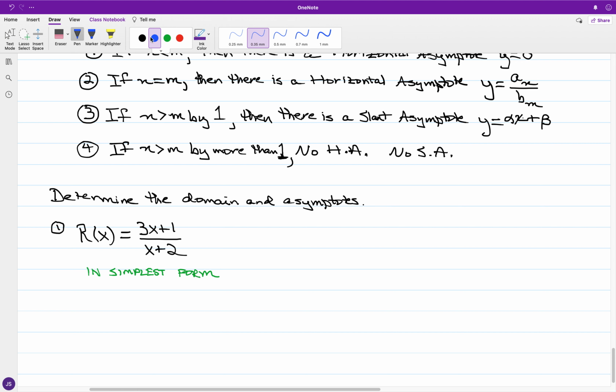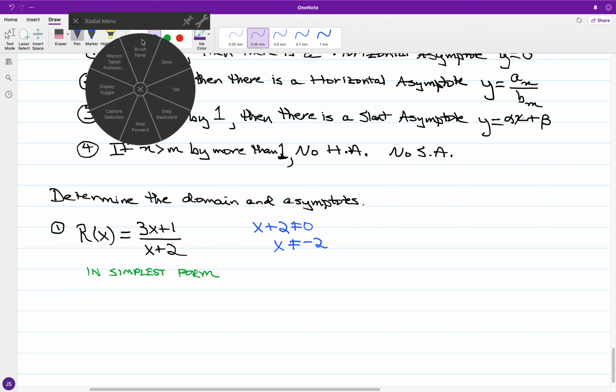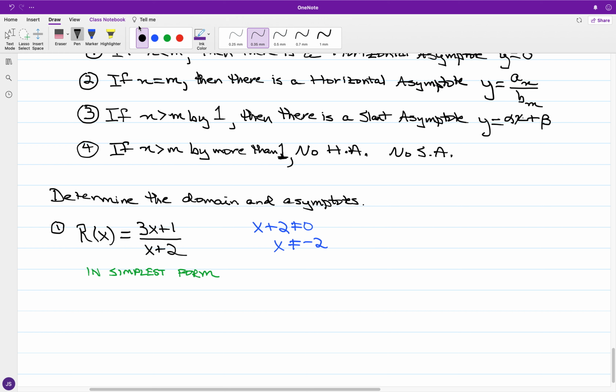Okay. And for the domain, again, x plus 2 cannot be 0. So x cannot be negative 2. And for the domain, you have those values of x less than negative 2, as well as those values of x greater than negative 2.